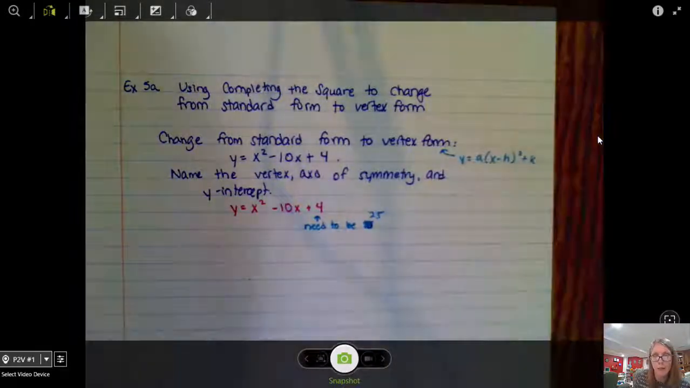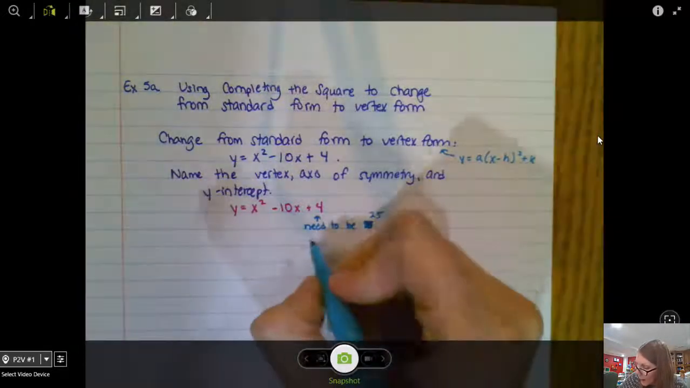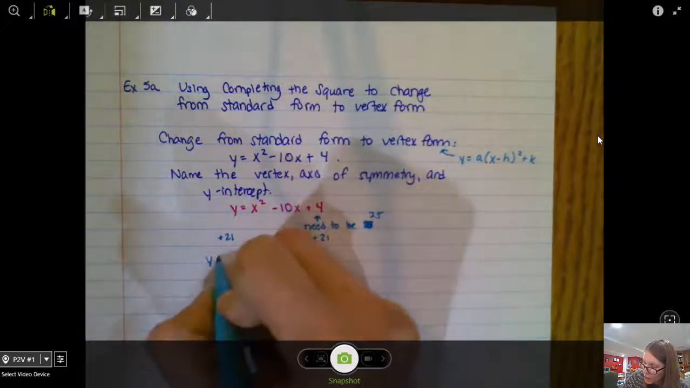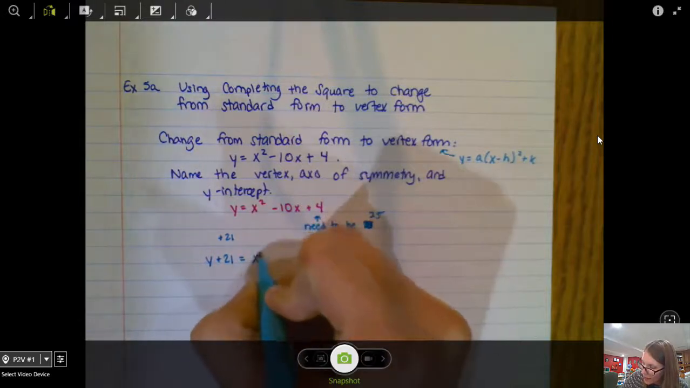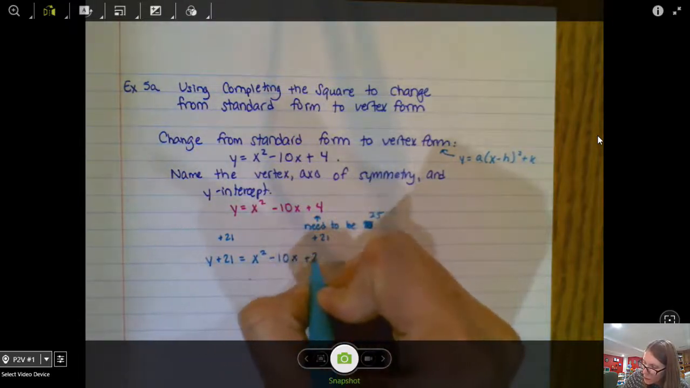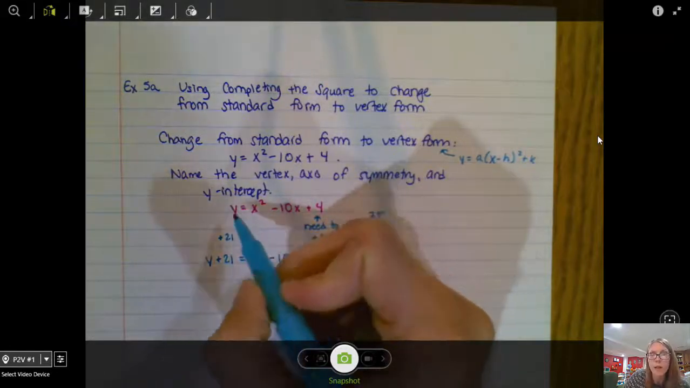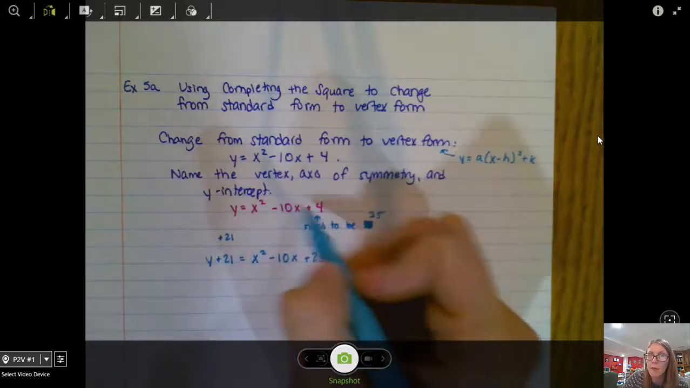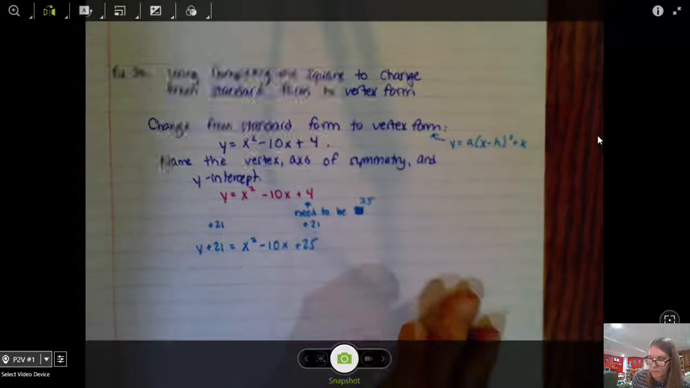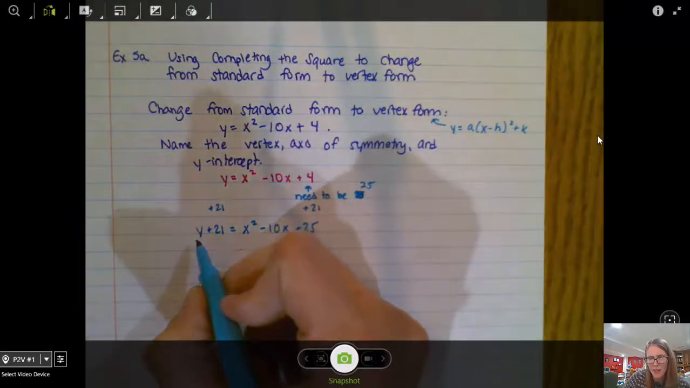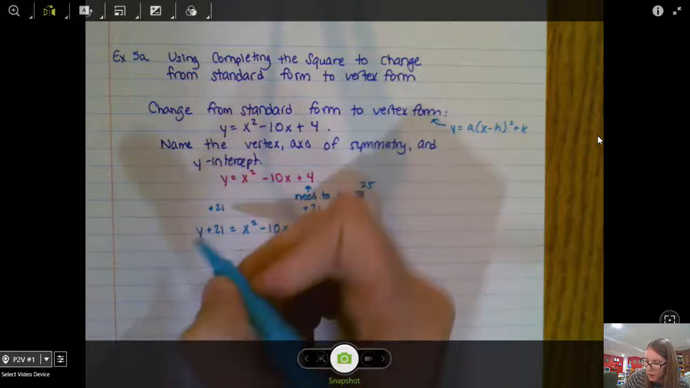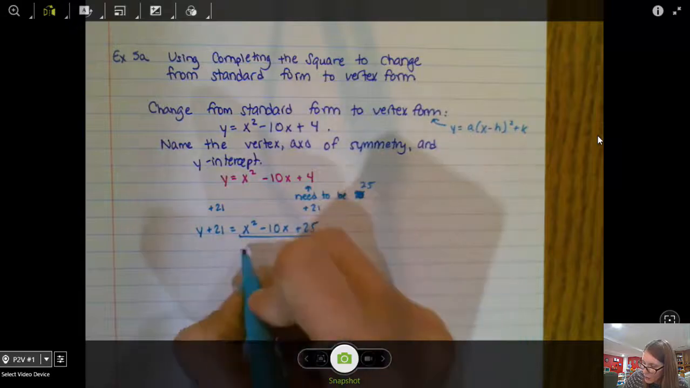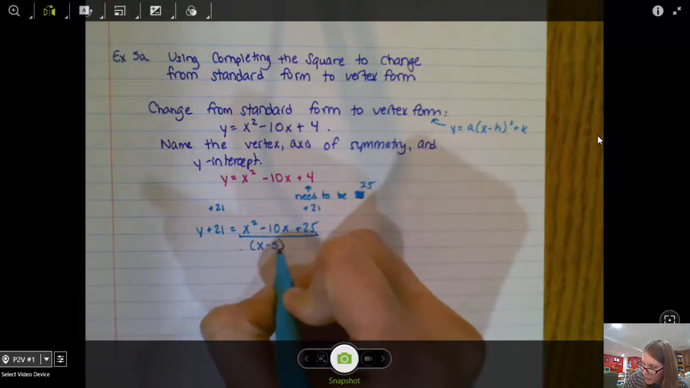And right now I have 4. So to get from 4 to 25, I'm going to add 21 to both sides, giving me y plus 21 equals x squared minus 10x plus 25. And it's really important that this y stays here because this is a quadratic function. This would give me the graph of a parabola. All right, let's keep going with this. I don't really like this y plus 21 over here right now, but we'll deal with that in a little bit. X squared minus 10x plus 25 is (x minus 5) squared.